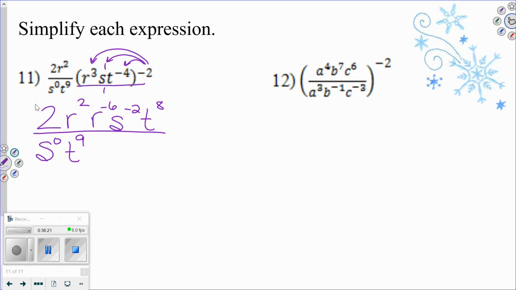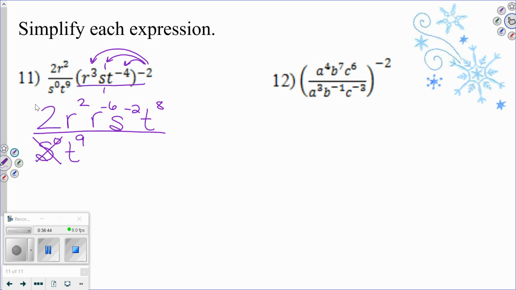Does anybody see anything that I have written in that problem that just should go away? Yeah, not just the 0, right? S to the 0 is 1. So like this whole entire piece just vanishes, right? We can just cross that off. Anything to the 0 power is like the best thing ever, right? It's gone. So technically it's a 1, but we don't have to write the 1.